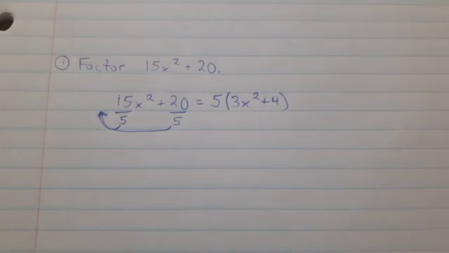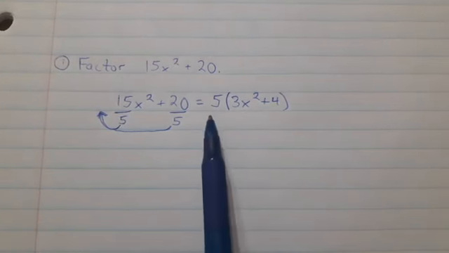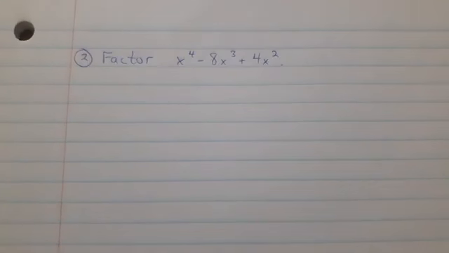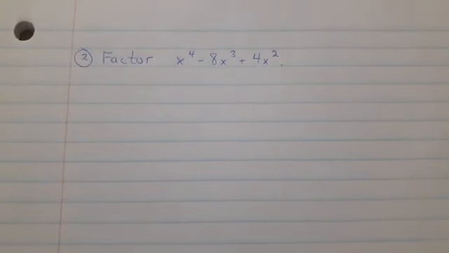And we can double check ourselves. If we do 5 times 3x squared, we get 15x squared, and if we do 5 times 4, we get 20. So we know that we did this correct. A GCF doesn't just have to be numbers though, as we'll see in example 2. It says factor x to the 4th minus 8x to the 3rd plus 4x squared.